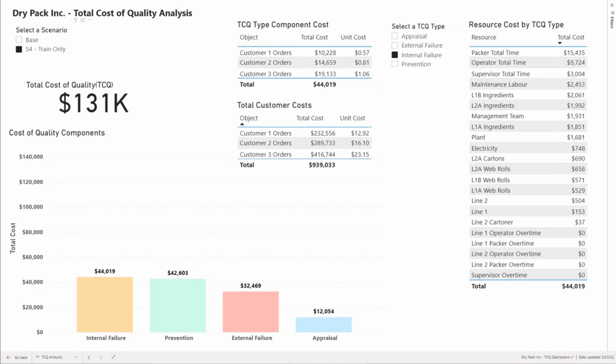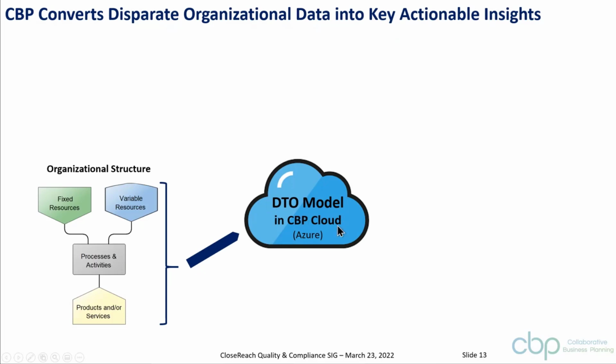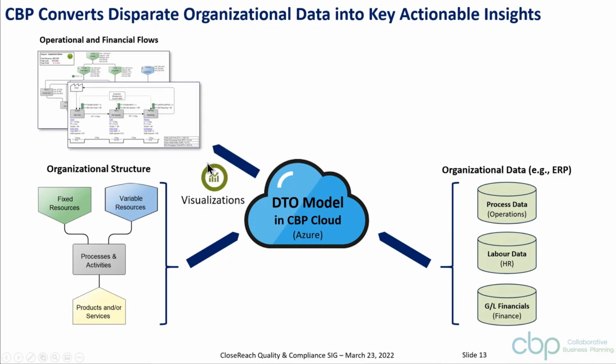Just going to jump back to the presentation here to finish off quickly. So in summary, CBP allows us to bring disparate organizational data together and provide key actionable insight, by building this digital twin of the organizational structure of your business. We do that through a DT model in our CBP cloud hosted by ClosReach, and we can bring in your process data, your HR data, because that impacts both our costs and our labor capacities, our GLs and our financials. We can load that into the model based on the structure that's been built. And from that, we can actually get visualizations.